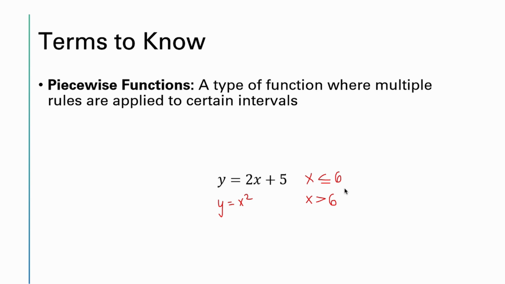So here we have two rules. For the intervals of negative infinity to 6, and 6 will be included in that set, y is equal to 2x plus 5. That rule applies when x is less than or equal to 6. But when x becomes greater than 6, for example, if x were 6.0000, and you can add as many zeros as you want, but if there is even a slight one, even one, then it will change to this rule.